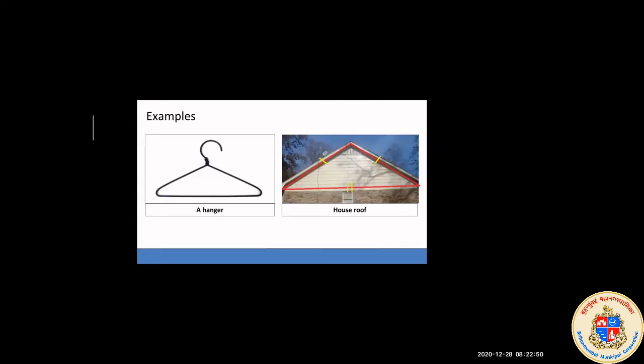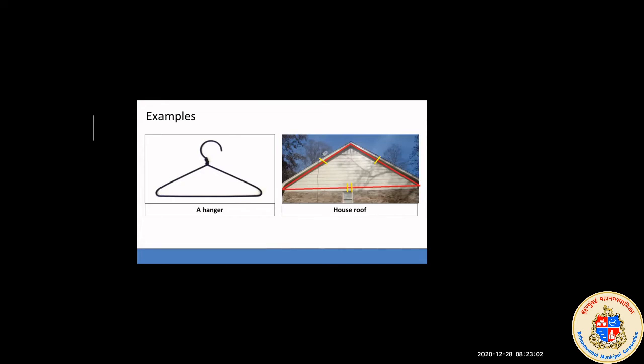So this type of triangle is called an isosceles triangle. As an example of an isosceles triangle, you can see a hanger. See, the top two sides are equal. The bottom side is much bigger than that, so it is different.